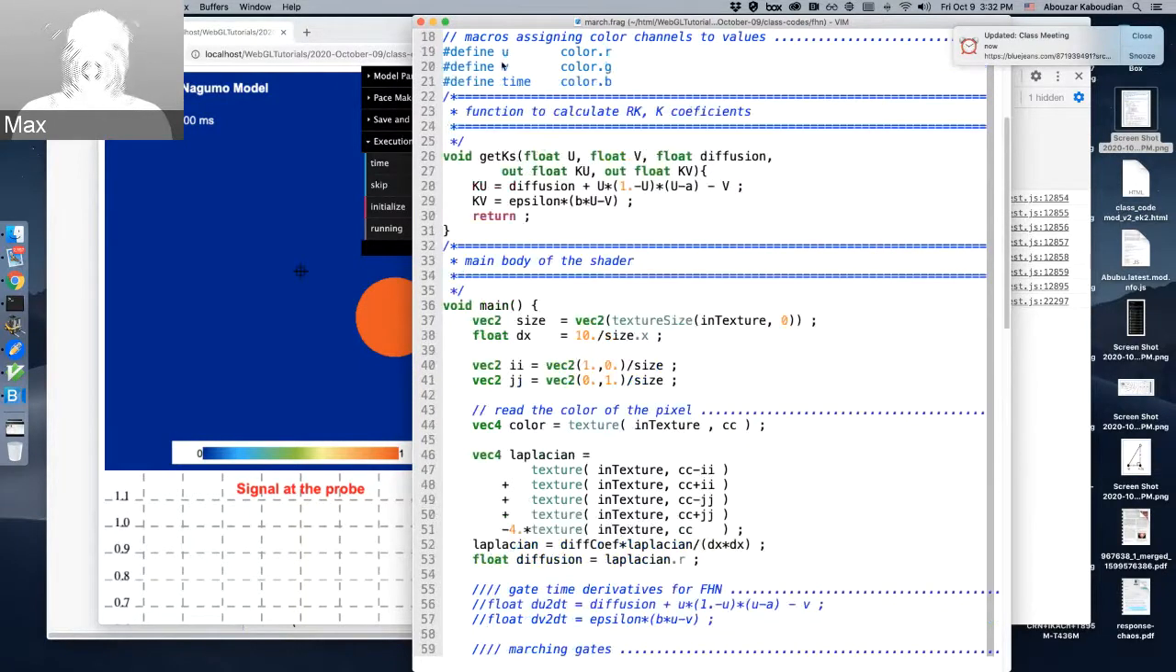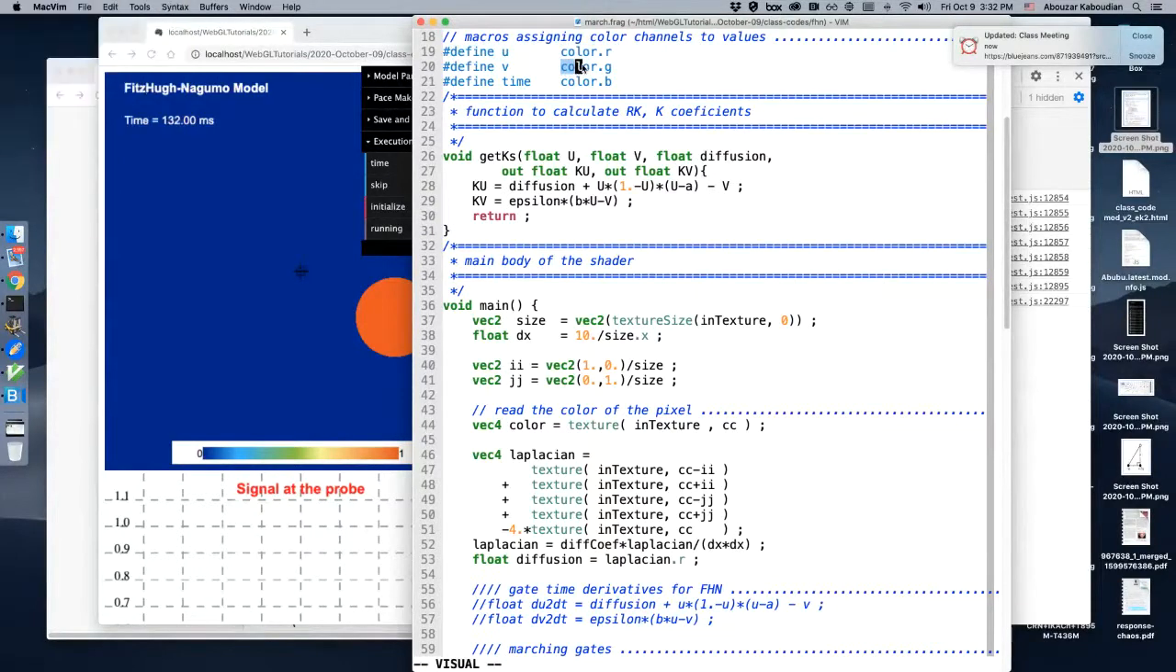That's a good question. The lowercase u and lowercase v are the macros that read the color R channel and the green channel of the color. So I want to separate that and I want to pass these ones as dummy variables to the function. That's why I place them as capital U and capital V. Does that make sense?